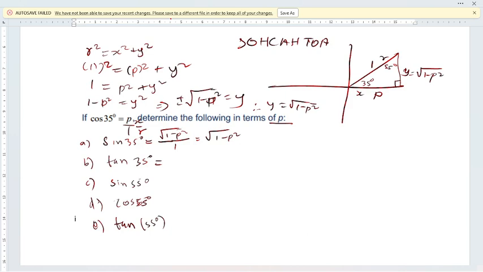So write that so that you can follow that. Tan is what? Opposite over adjacent, opposite comma, y over x. Again, what is y in this case? Square root of 1 minus p squared over what is x? P. Done.